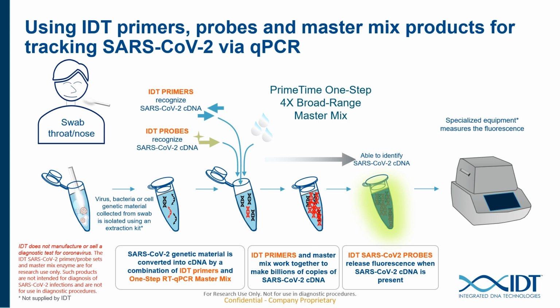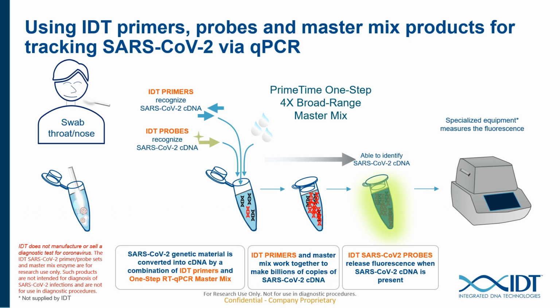IDT has always been known for high-quality primers and probes used in qPCR workflows. For example, we were one of the first to market for primer probe sets used as a component for the identification of COVID-19. IDT has not been as well known as a provider of master mixes. In September, IDT released another component that can be used in viral identification. The PrimeTime One-Step 4X Broad Range Master Mix directly converts the viral RNA genome into DNA for identification by qPCR.